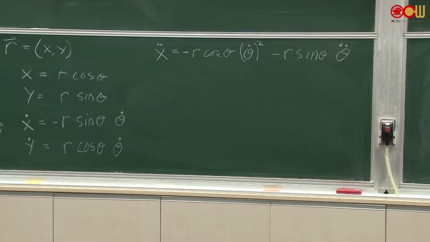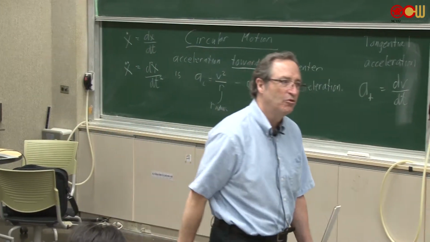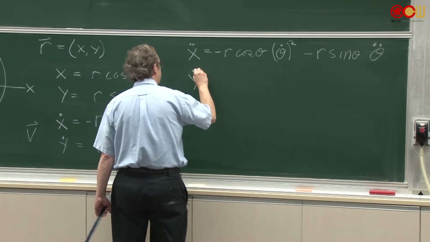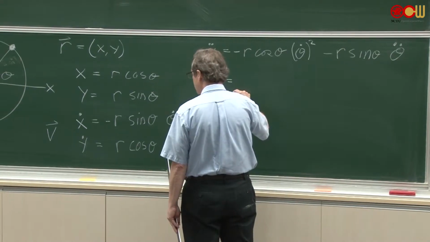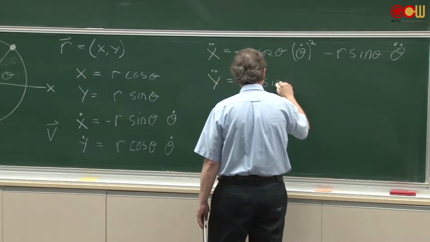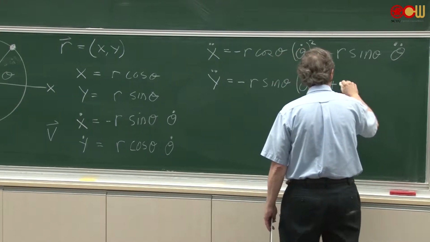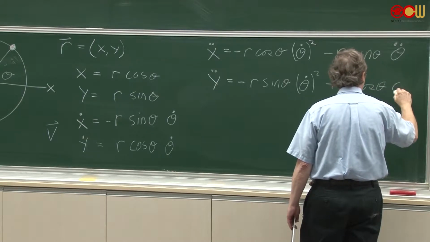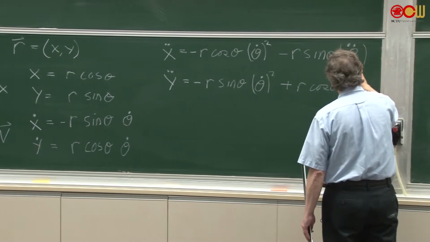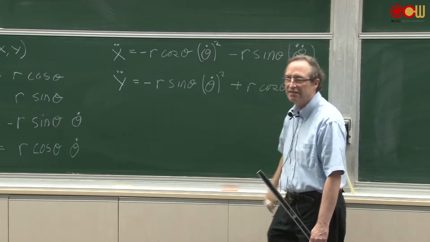All right, now, to make sure you're listening, I want everybody in the room to do y double dot. So write down what y double dot is. Just follow the same procedure. So I'm taking a second derivative, I'm taking the derivative of this. So we have minus r sine theta, theta dot squared, and then plus r cosine theta, theta double dot. Okay? Maybe I'll put a little parentheses around here, just so you know, this is not inside the cosine. That's not inside the sine.